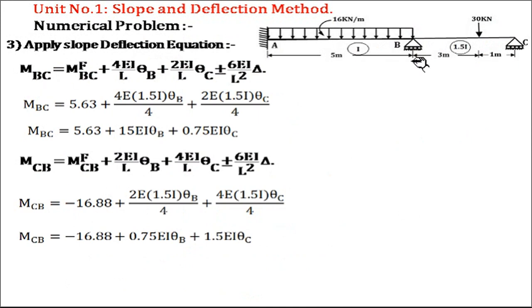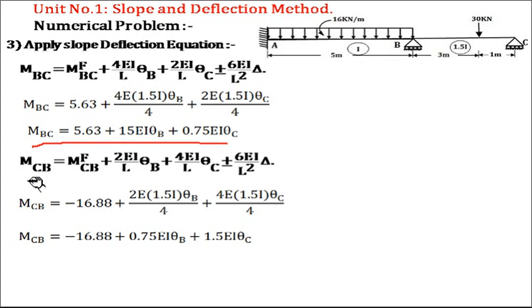Applying slope and deflection equation for member BC, there is one change for member BC. The value of I is 1.5, so you have to put the value of I as 1.5 I. So the fixed moment value for member BC is 5.63, putting the value of length and moment of inertia, we get the equation for member BC as 5.63 plus 15 EI theta B plus 0.75 EI theta C.